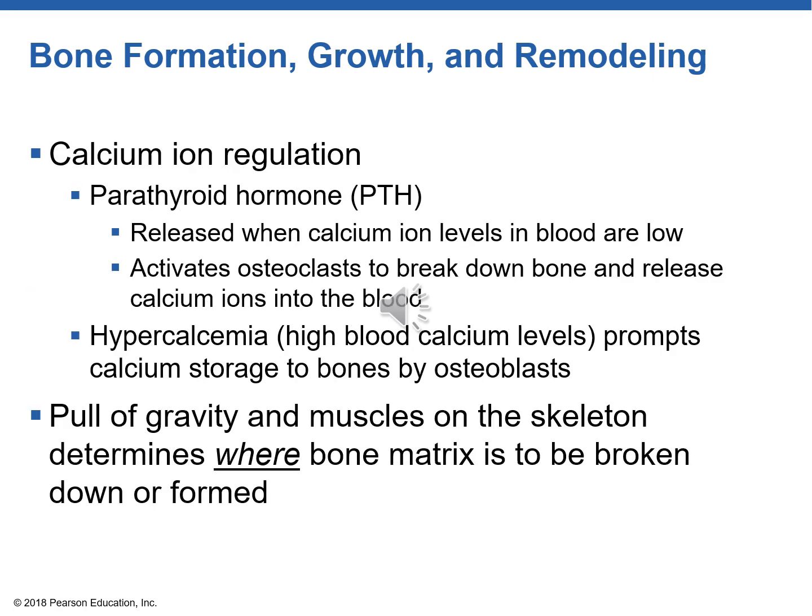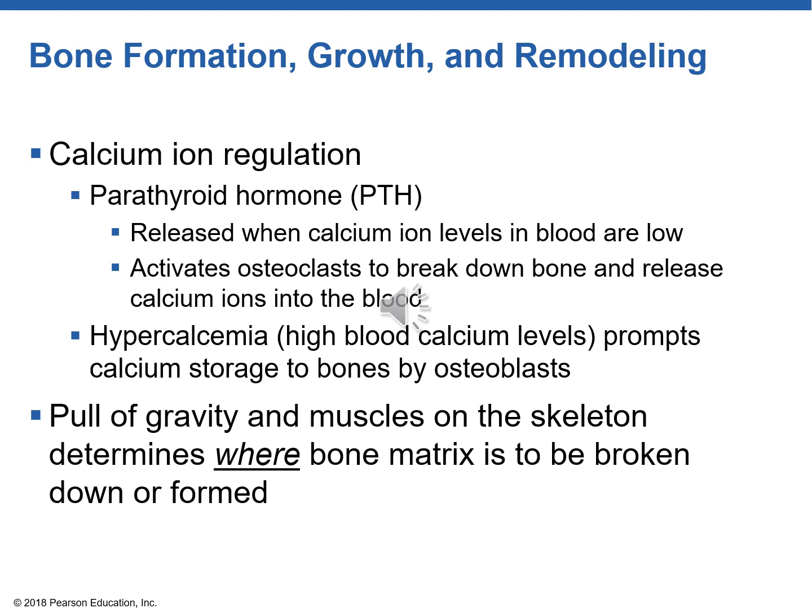Parathyroid hormone's job is to be released when calcium ion levels are low, and then that parathyroid hormone actually tells osteoclasts to break down more bone, and this causes a release of calcium into the blood. This is an excellent example of a negative feedback mechanism. If, on the other hand, there is too much calcium in the blood, the osteoblasts will store more calcium into the bone.